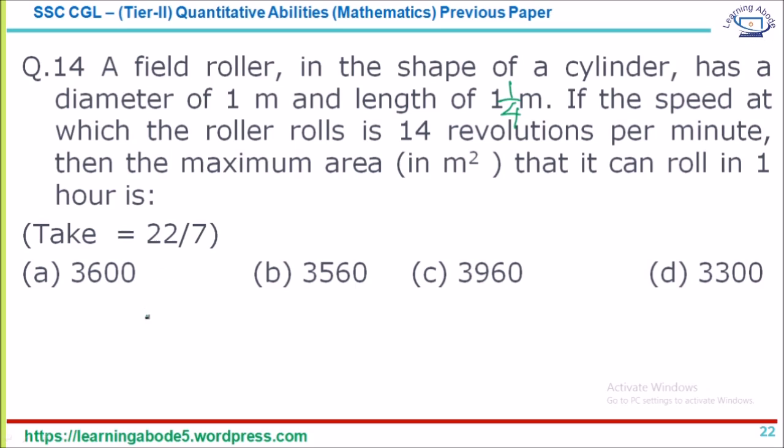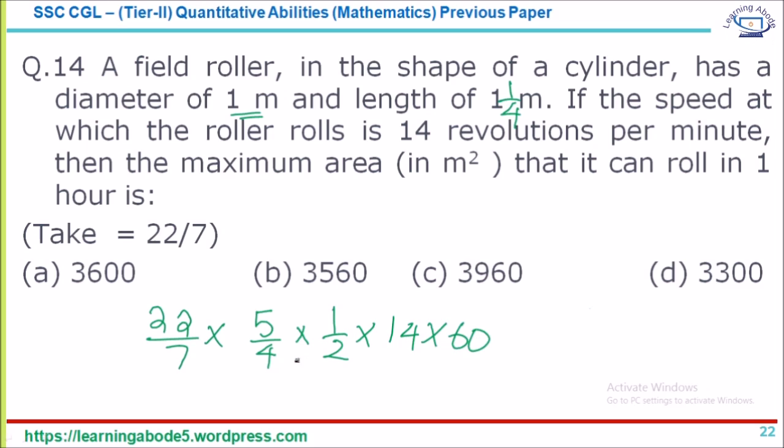So here pi is 22 by 7, and the length you can take as 1 by 4, or 5 by 4, and the diameter is 1 meter, so you can take the radius as half a meter, and 14 revolutions per minute. The duration asked is 1 hour, which is 60 minutes. Okay, so solve this, you will get 3300. That's answer option D for question number 14.